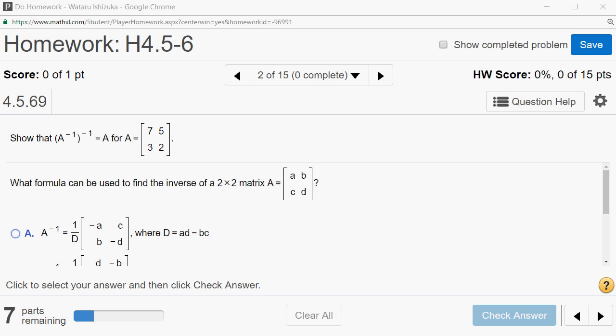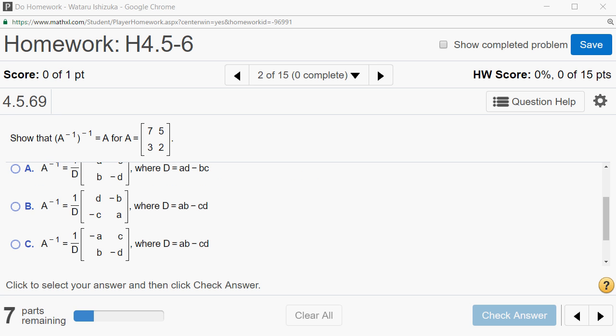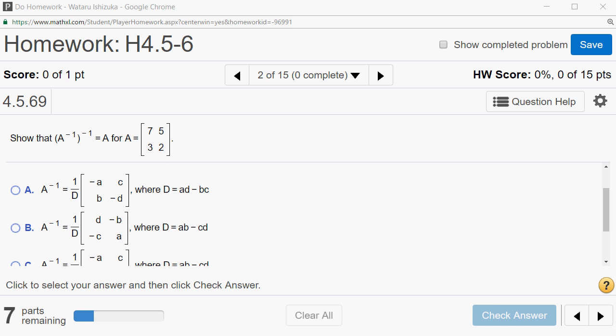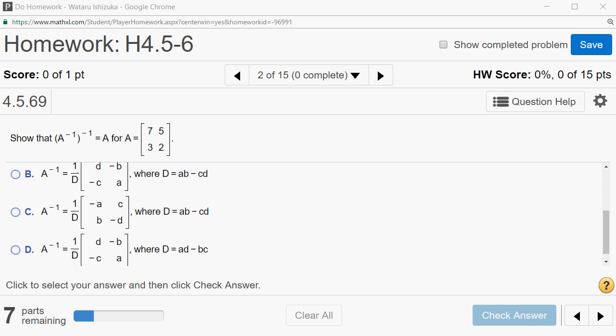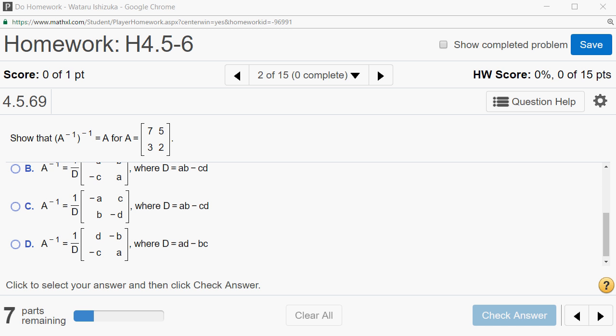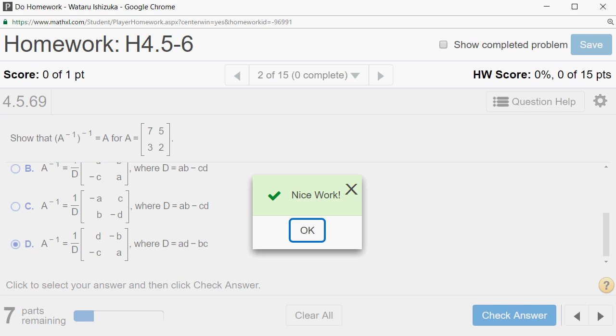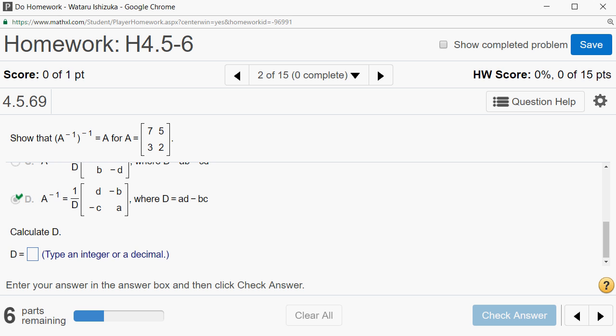Remember, the inverse is 1 over AD minus BC. Let's see, this one looks good, but this one is not right. Here, you have AD minus BC, and you flip A and D and put negative signs on B and C, so this has got to be it. Check the answer. We got that, so that's the 2 by 2 inverse matrix formula.